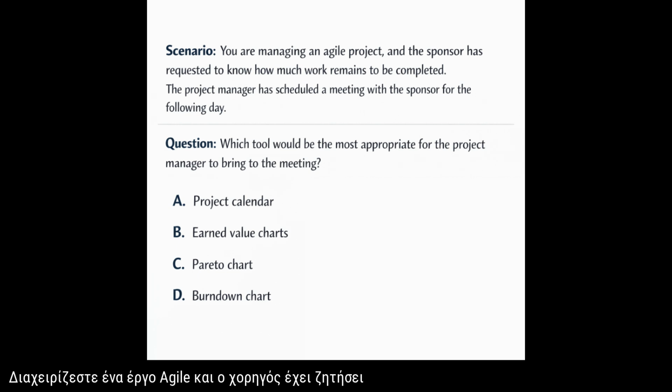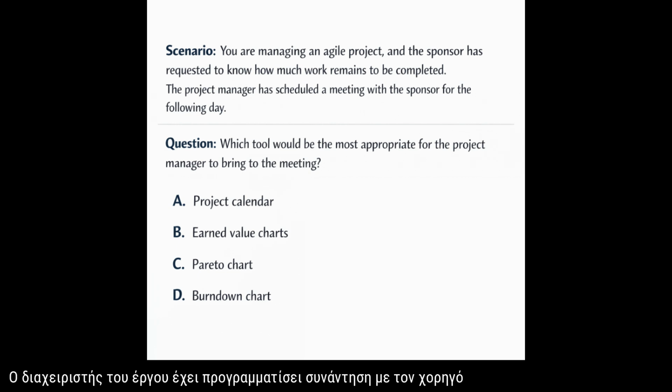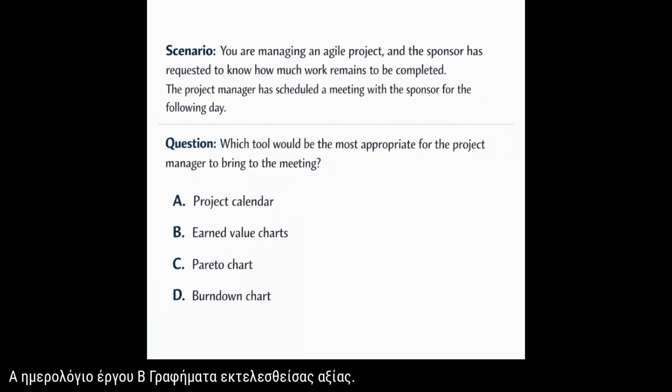You are managing an Agile project and the sponsor has requested to know how much work remains to be completed. The project manager has scheduled a meeting with the sponsor for the following day. Which tool would be the most appropriate for the project manager to bring to the meeting? A. Project calendar. B. Earned value charts. C. Pareto chart. D. Burn down chart.